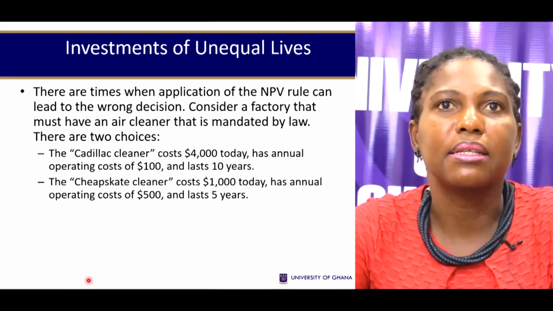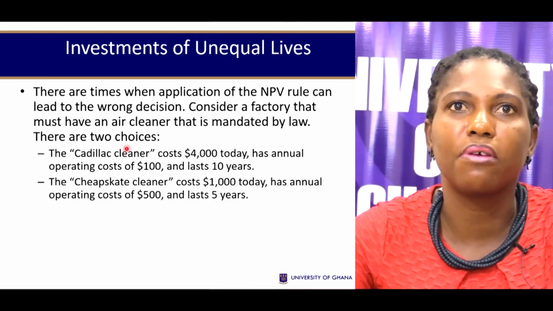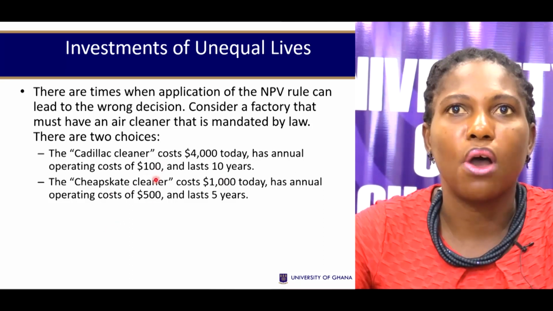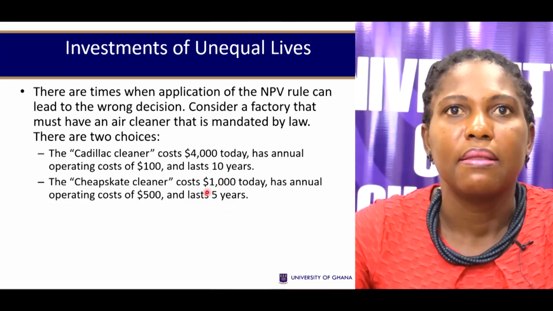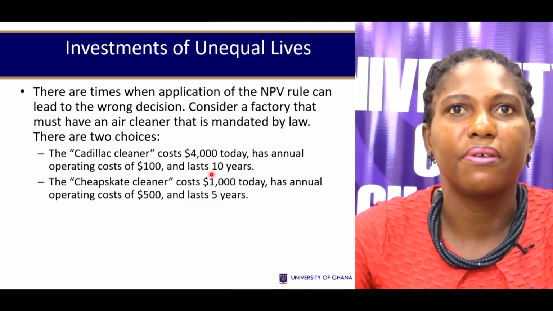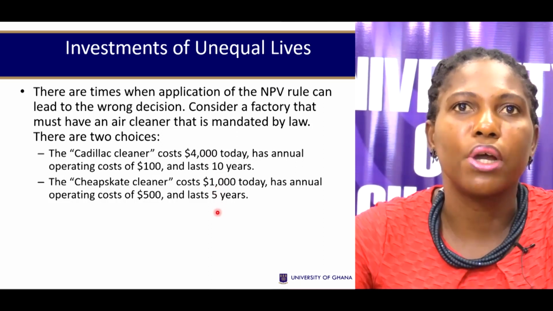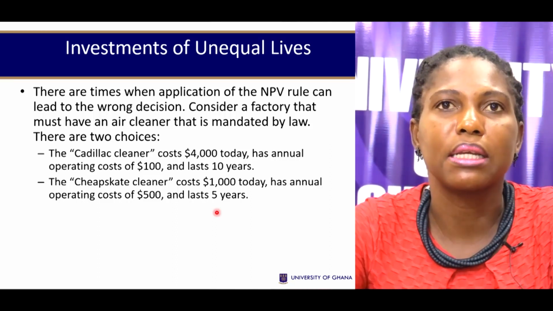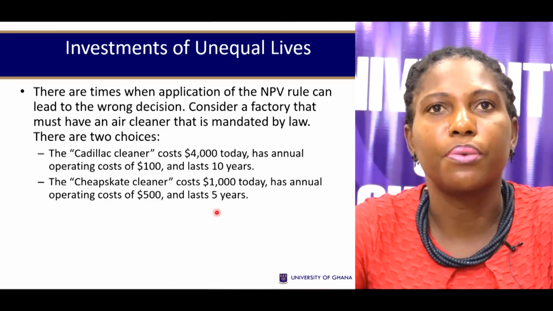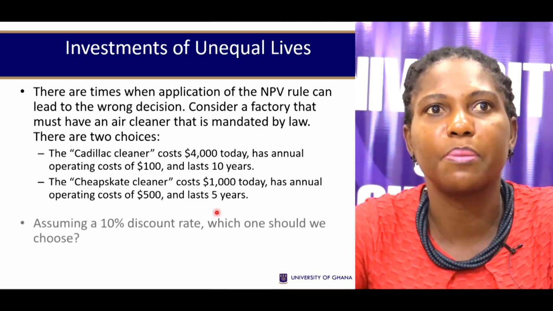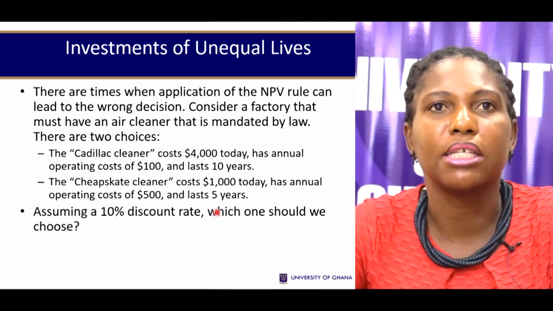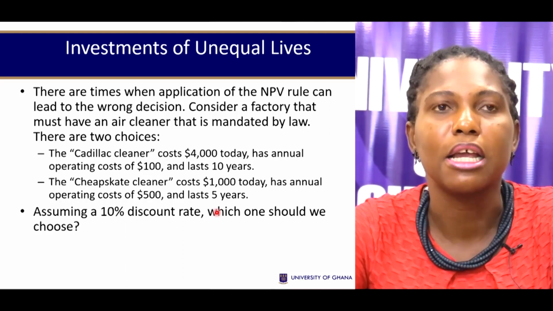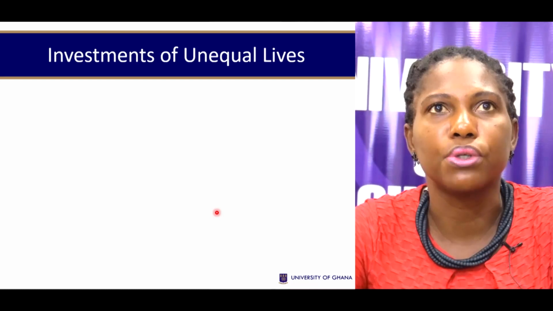Now you can see the disparities in terms of the initial investment, the operating costs, as well as the economic life of the two facilities. So if you have two such alternatives to choose from, how do you proceed? You can proceed by doing what we call the replacement chain. In this case, if we assume that our discount rate, or cost of capital, is 10%, which one are we to choose?